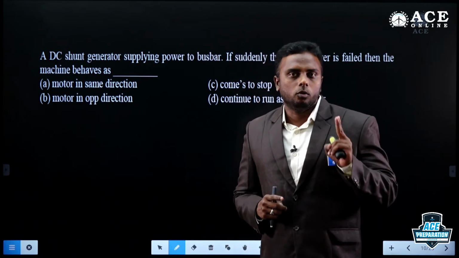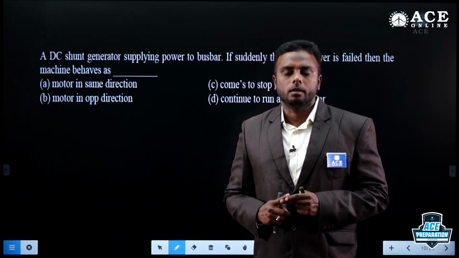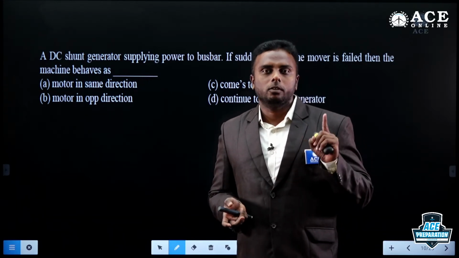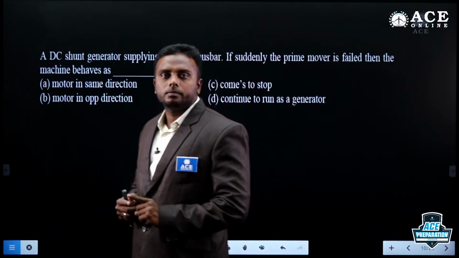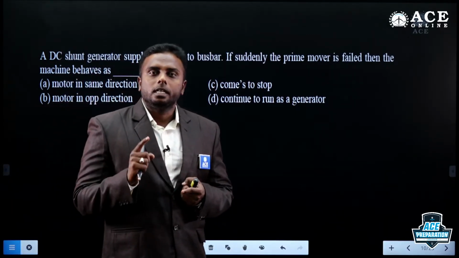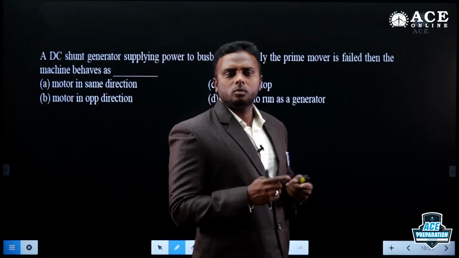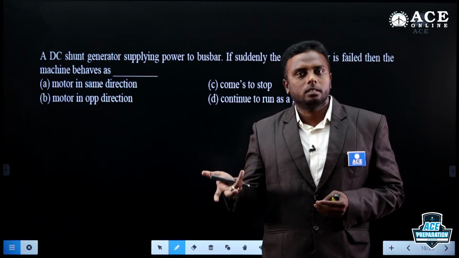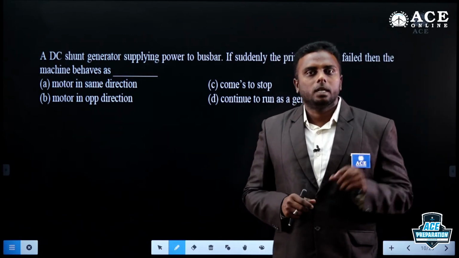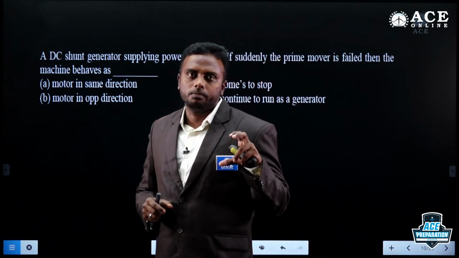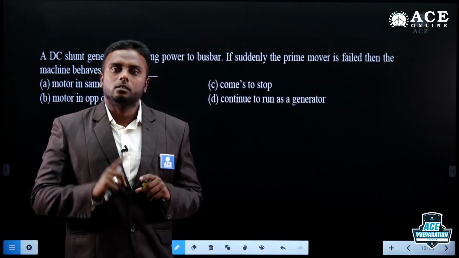Yes, it is present in both generators and motors. Generally we discuss torque in motors, but in generators also there will be an electromagnetic torque. Now, what is the direction of this torque in a generator and in a motor? In motors, whatever the direction of torque is, in the same direction the motor will rotate. But in generators, the torque produced is in the opposite direction of rotation.